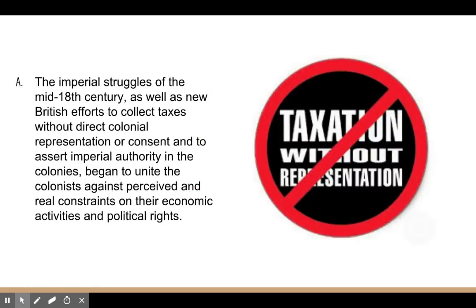So first, the imperial struggles of the mid-18th century, as well as the new British efforts to collect taxes without direct colonial representation or consent, and to assert imperial authority in the colonies, unites the colonists against perceived and real constraints on their economic activities and political rights.